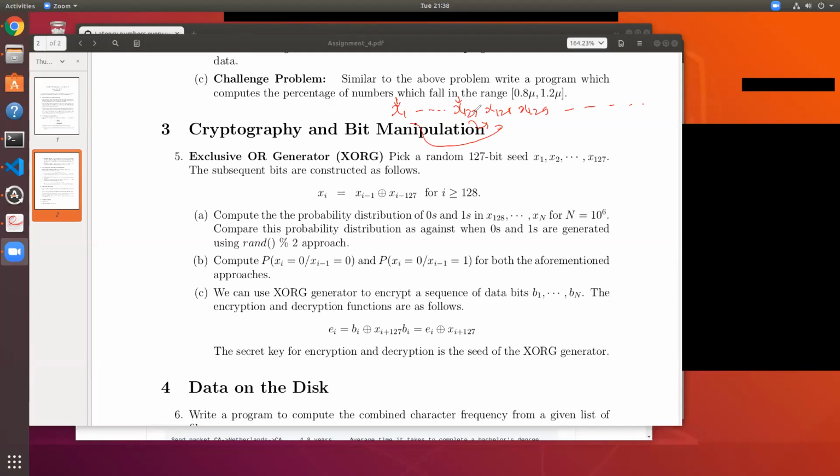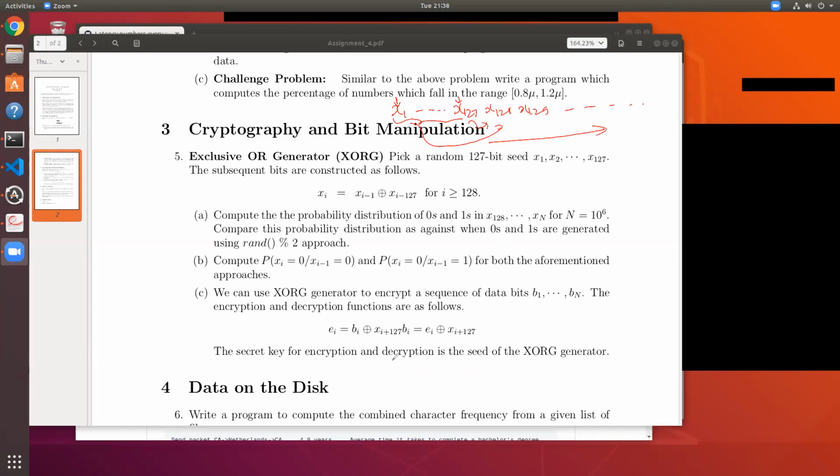Okay. So now the question is, if this sequence is a truly random sequence, let's say you generate some million bits like this, we start with a random seed and we keep generating like this. If this is a truly random sequence, then if you count the total number of zeros and ones, approximately they should be the same, right? Yes or no? You start with a random seed and you keep moving like that.